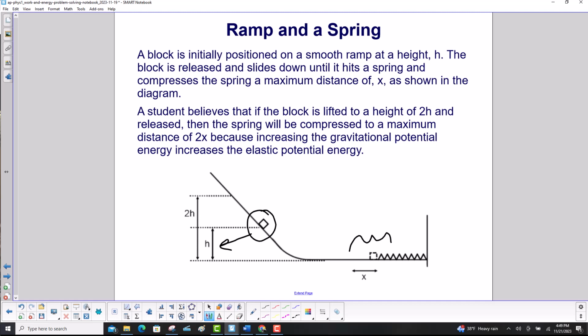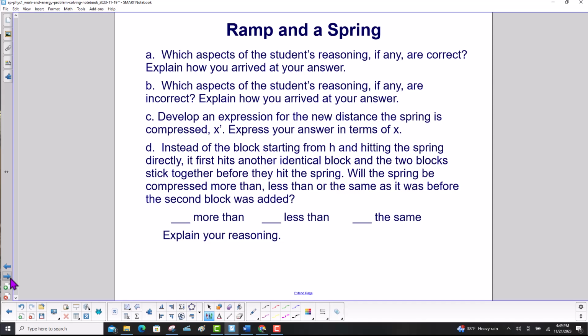The student believes that if the block is lifted to a height of 2h and released, then the spring will be compressed to a maximum distance of 2x because increasing the gravitational potential energy increases the elastic potential energy. Which aspects of the student's reasoning, if any, are correct? Explain how you arrived at your answer.